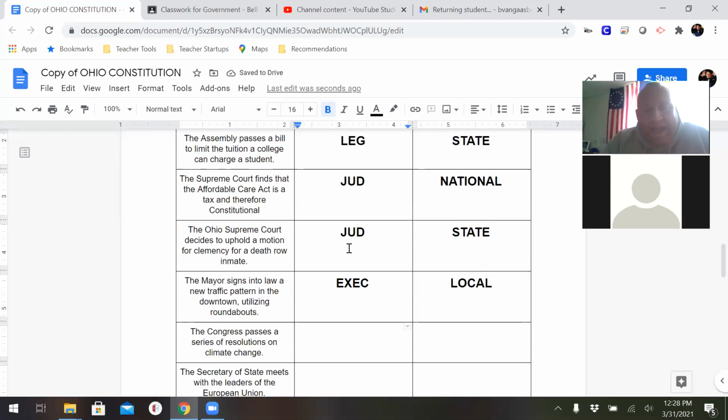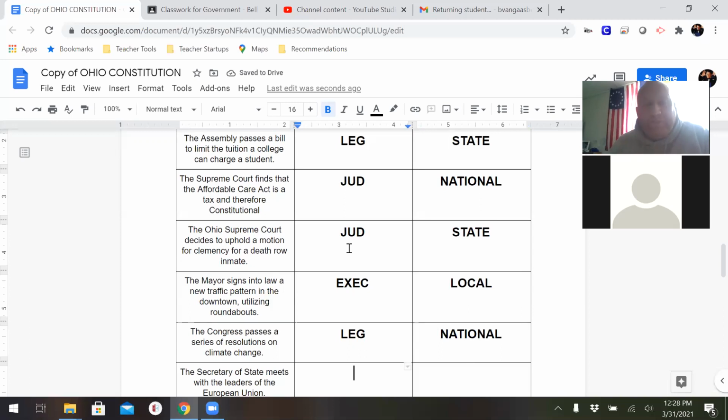The Congress passes a series of resolutions on climate change. Well, since it's Congress, what branch are we talking about here? Legislative, right? And since it's Congress, what level are we talking about? It is national.